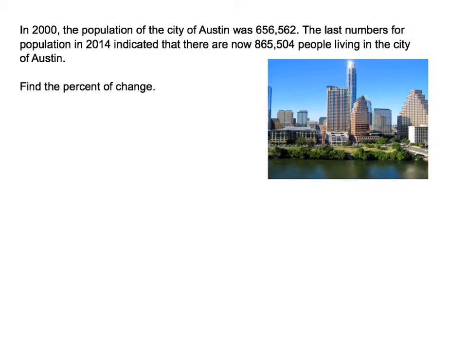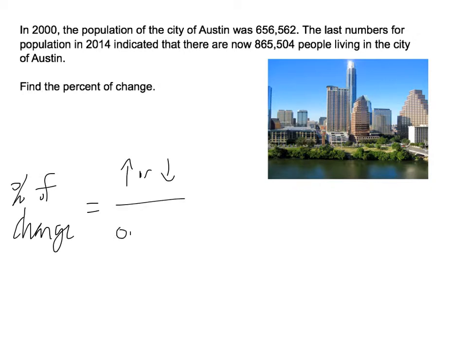Now remember, percent of change is found by taking the amount of increase or decrease and dividing that by the original amount. So originally, what does that mean? Does that mean back when Austin was first founded? No, it means you're looking at two numbers: population for 2000, population for 2014. So the original amount is going to be for 2000.